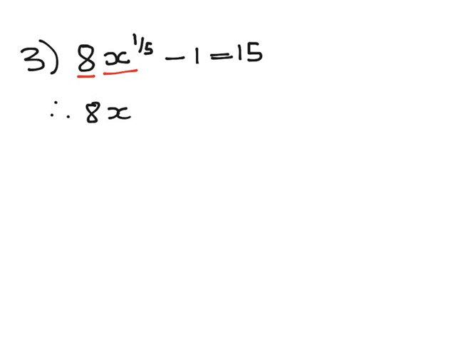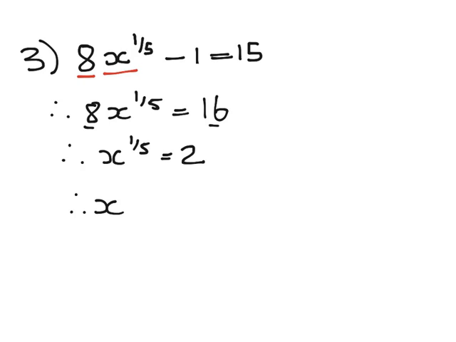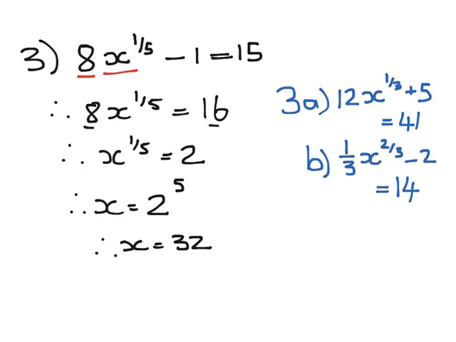So we'll have 8x to the 1 over 5 will equal 16. We divide both sides by 8, so we'll have x to the 1 over 5 is equal to 2. Now we look for the reciprocal. So the reciprocal of 1 over 5 is 5. Therefore x will equal 2 to the power of 5. Therefore x will equal 32.